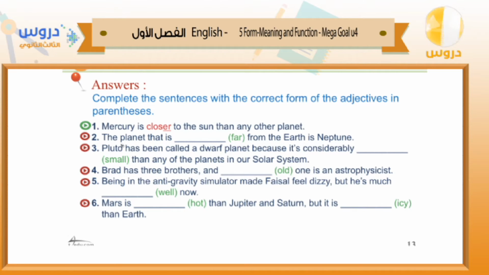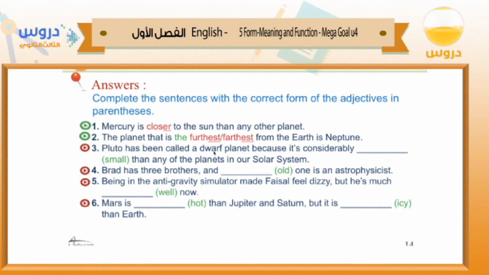Number 2, the planet that is, here the adjective is far, from the earth is Neptune. So here, what's the correct form? Is it superlative or comparative? That is from the earth is Neptune. So it's a superlative, the furthest or farthest. The furthest or the farthest.